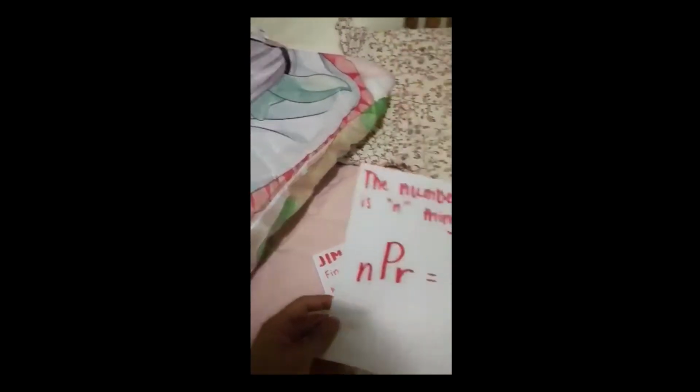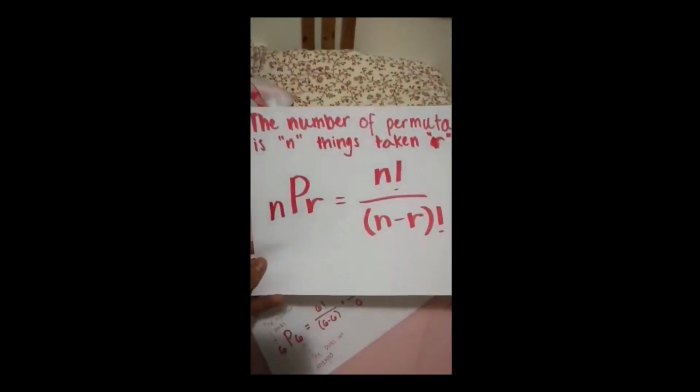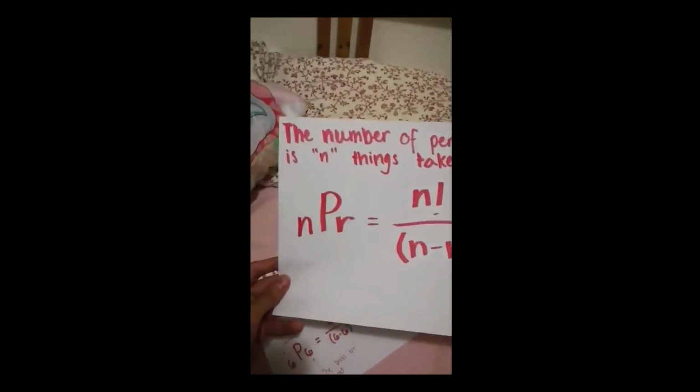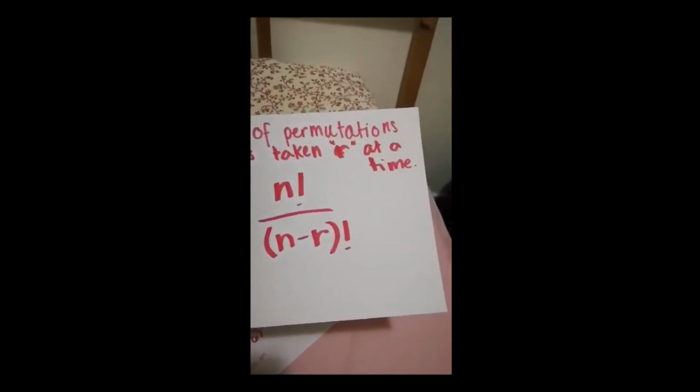Okay, hello guys, thank you Ray for explaining what permutation is, and I'm here to give you examples about permutations and some word problems. So, we have the formula. So, the number of permutations is n things taken r at a time.